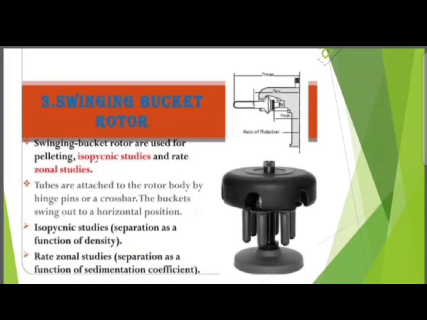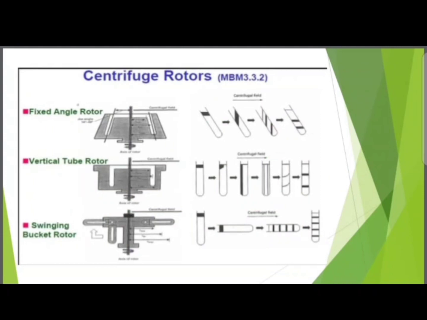The third and last type is the swinging bucket rotor. Swinging bucket rotors are used for pelleting, isopycnic studies and rate zonal studies. Isopycnic studies stand for separation as a function of density. Rate zonal studies are separation as a function of the sedimentation coefficient.